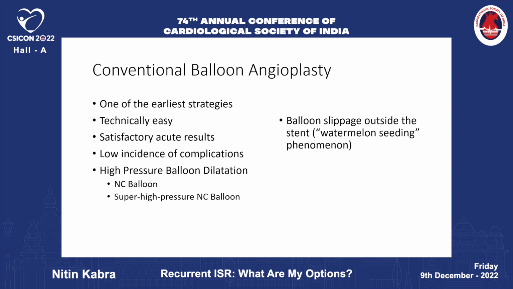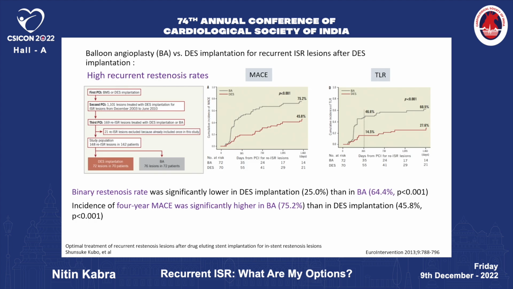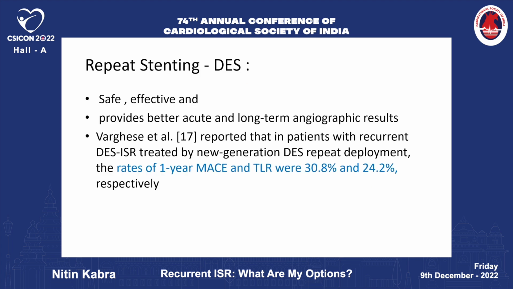This was one of the studies which has compared balloon angioplasty with repeat DES implantation in recurrent ISR, and there they found that binary restenosis rate was significantly higher in conventional balloon angioplasty, almost 65%, and incidence of 4-year MACE was significantly higher at 75% in patients who have undergone conventional balloon angioplasty.